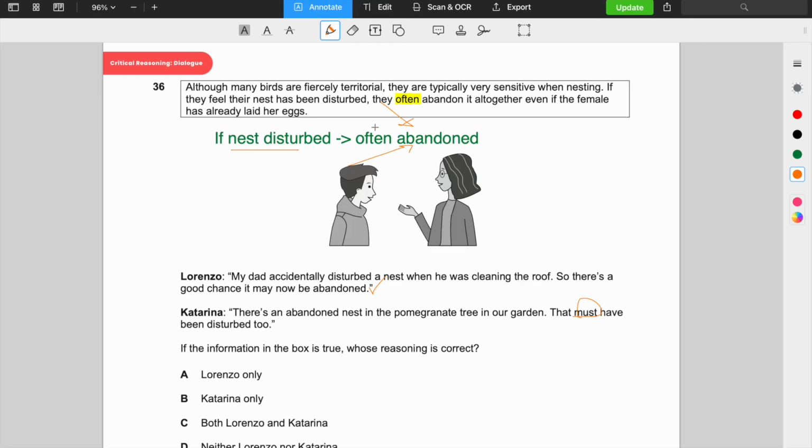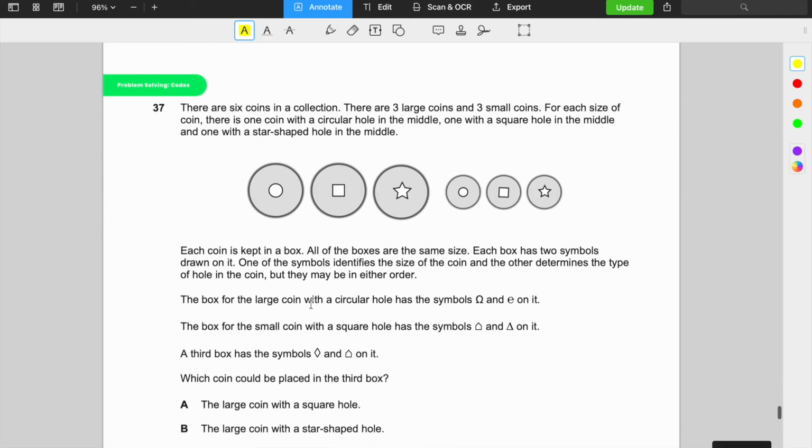Some other causes for abandonment of the nest could be maybe the parents themselves have some issue, right? Or maybe the eggs themselves are not viable. There's so many possible reasons for why they might abandon the nest, not necessarily because it was disturbed. So Katerina is wrong because she said it must have been disturbed. It could be disturbed, right? But how do we know it's definitely disturbed? So only Lorenzo is correct. Option A.